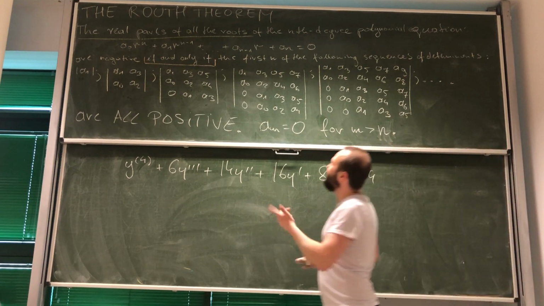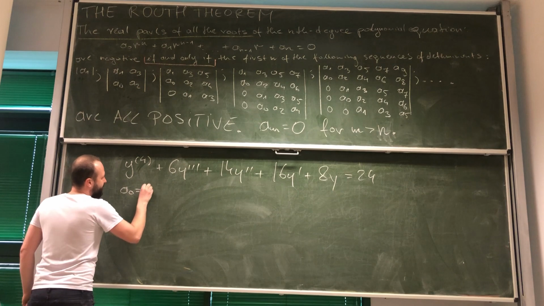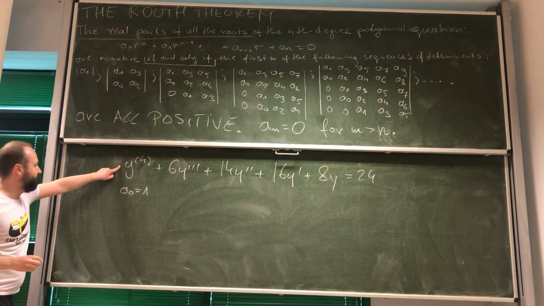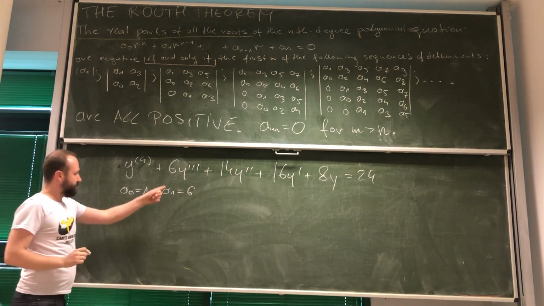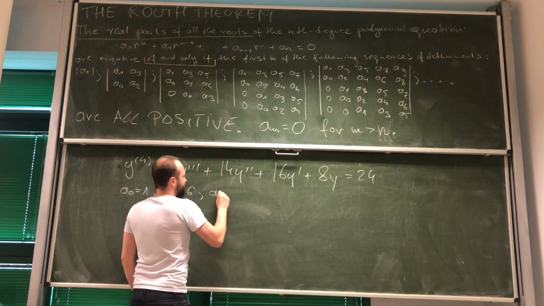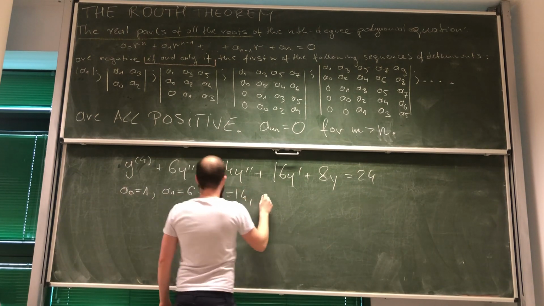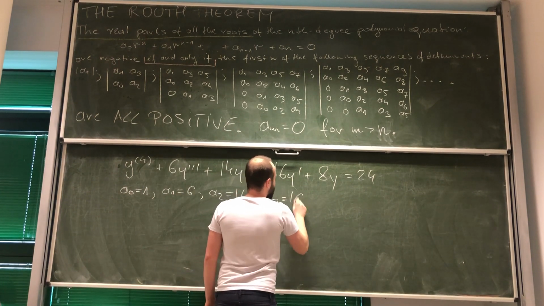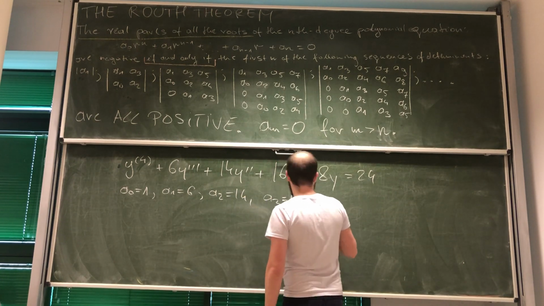Because look, what is our A0 going to be? Well, our A0 is always 1, because here we have coefficient 1. Then A1 is 6, right? A2 is 14, A3 is 16, and A4 is 8.